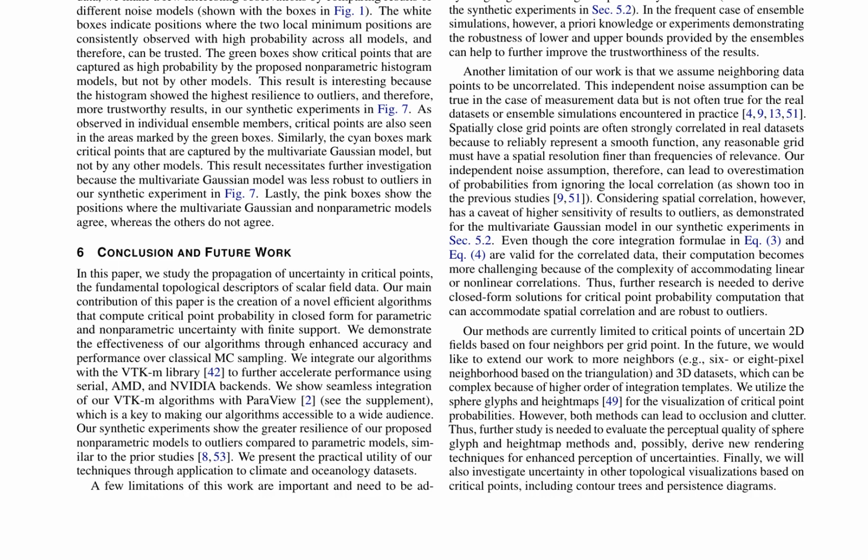However, the paper acknowledges key limitations, including the assumption of uncorrelated neighboring data points, which may not always hold true in practical scenarios. Future research directions include extending the methods to accommodate spatial correlation and outliers, as well as exploring applications to higher dimensional datasets and more complex topological visualizations. Additionally, enhancing visualization techniques to better convey uncertainty is identified as a critical area for improvement.